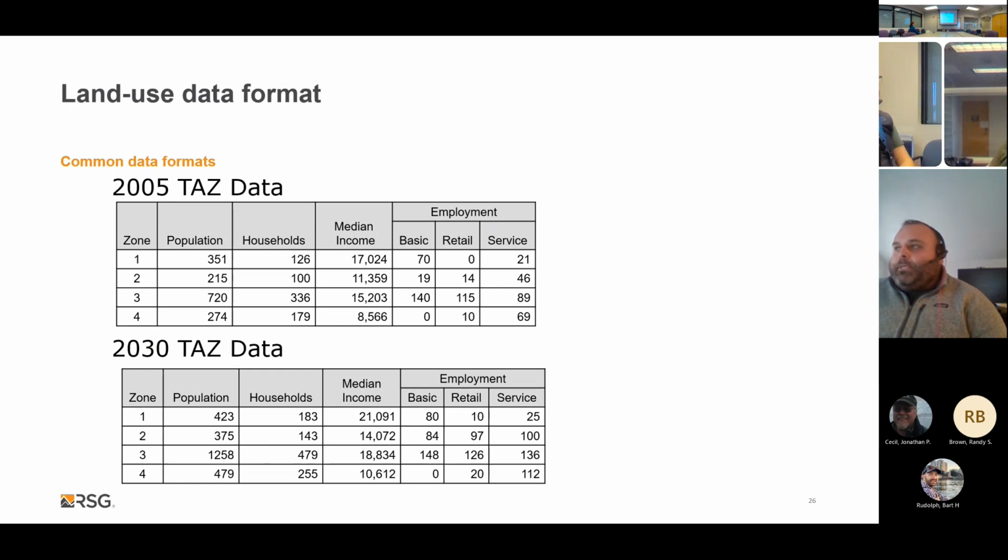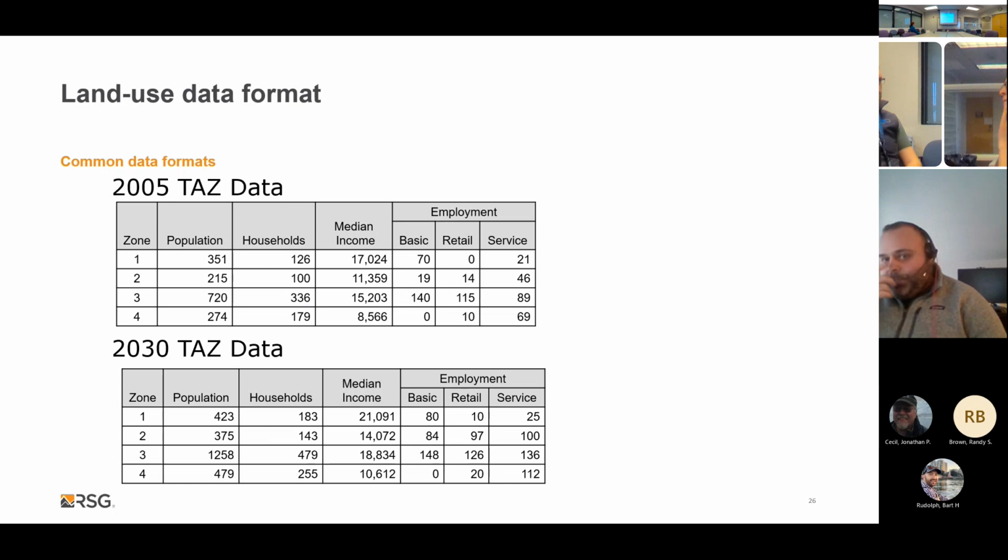So typically we get a few different common data formats. This is an example of what it might look like in a model. We have zones and rows here, and then we have the total population, the households, the median income, and some employment, typically broken out into basic employment.